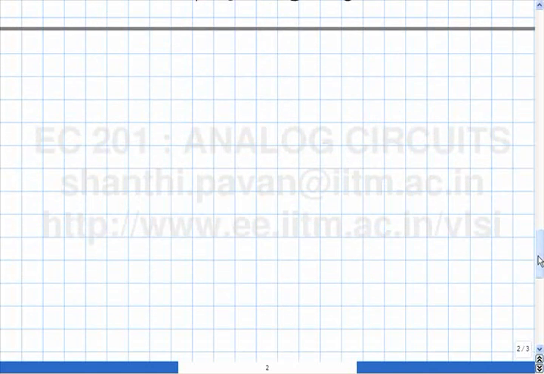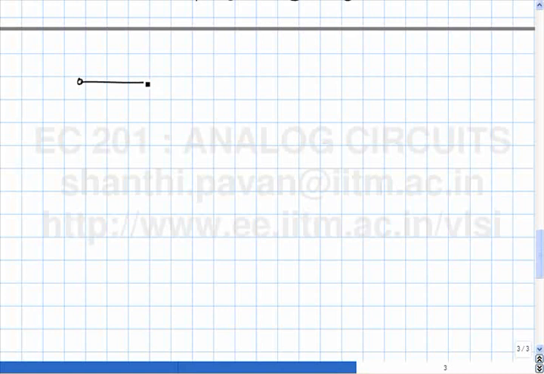Now, a couple of things that I want to point out with respect to op-amp circuits, and this also will carry over to feedback circuits in general. Let's first assume that we have an amplifier here.